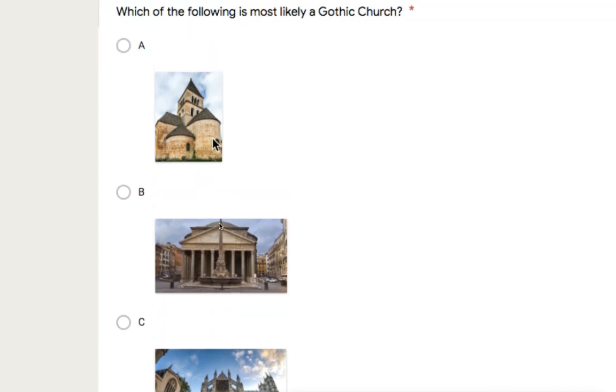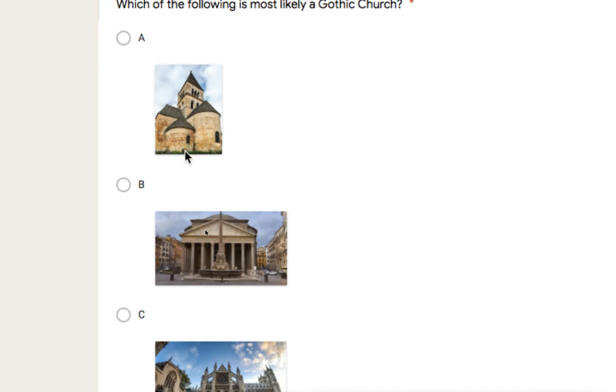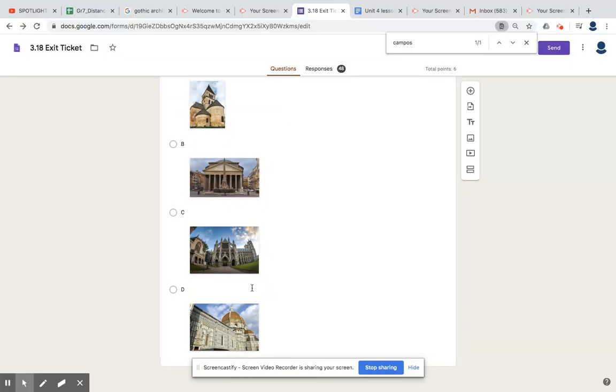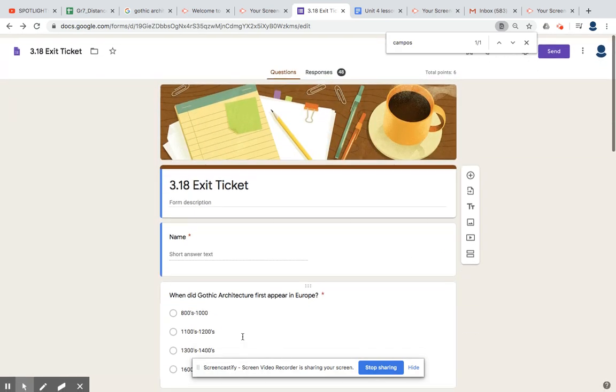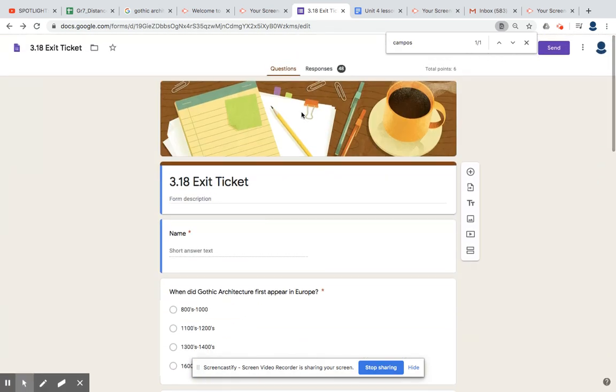It's not A because it doesn't have a lot of windows. It doesn't have the spires that are famous in Gothic churches. I believe this is Romanesque, which is the earlier medieval period. The one in D is Santa Maria del Fiore, which was created during the Renaissance.